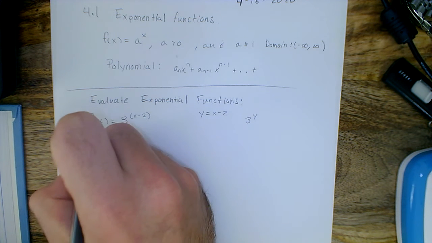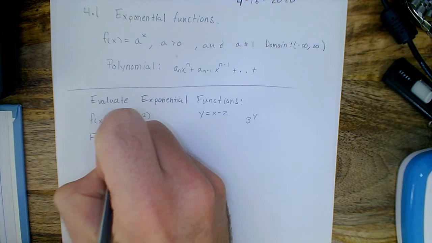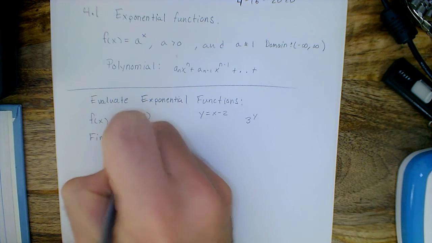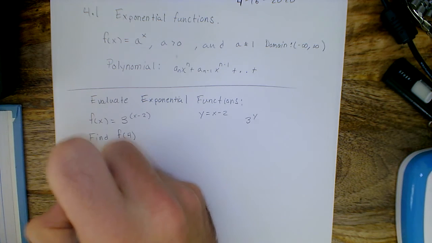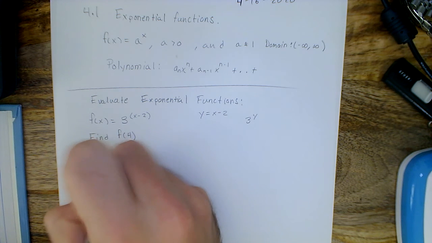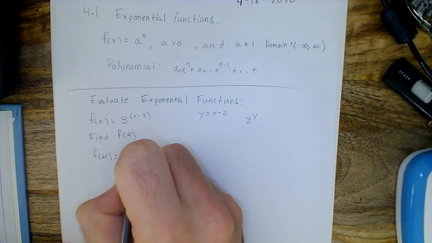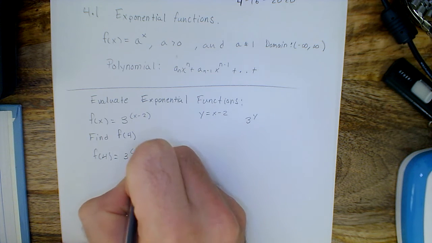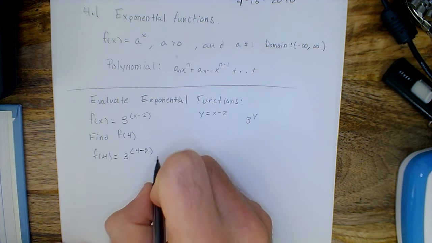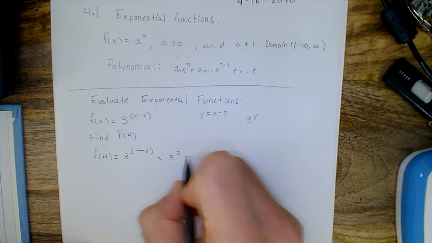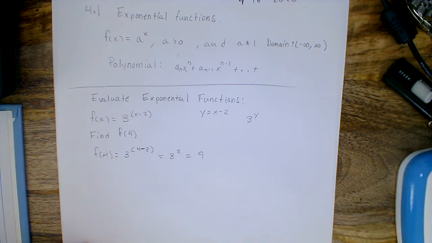We want to find f of 4. So what happens when I plug in 4 for x? Well, f of 4 is equal to 3 to the 4 minus 2, which is equal to 3 squared, which is equal to 9.